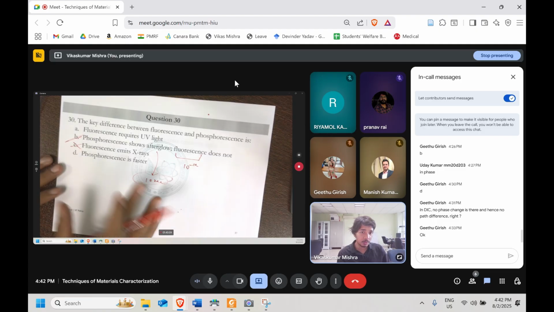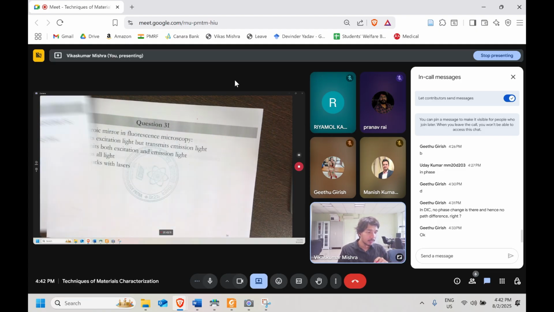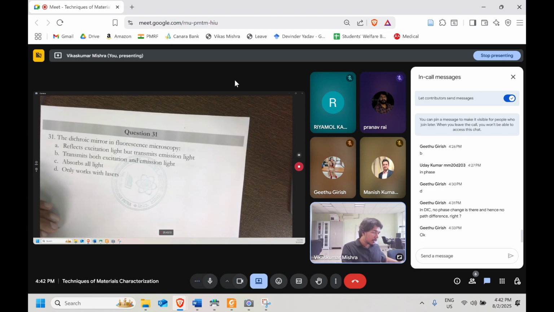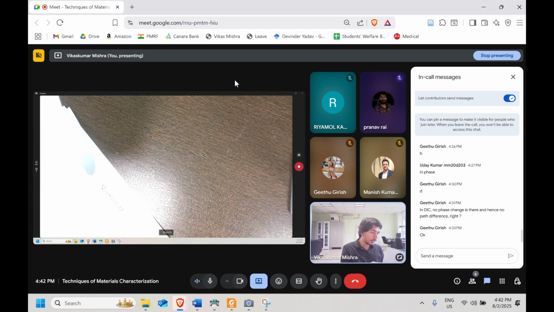Phosphorescence is faster? No. We are left with, I don't know, I don't think much question. Okay, we are left with a couple of questions only.